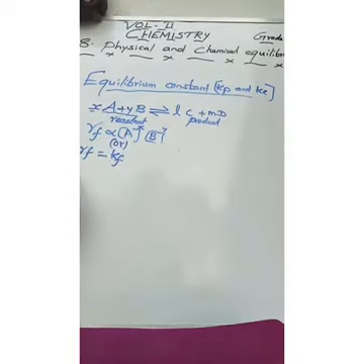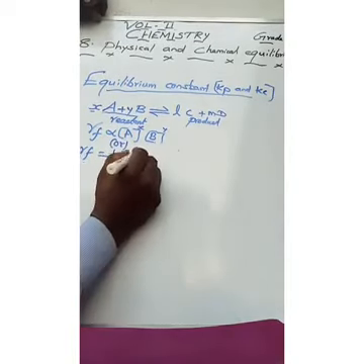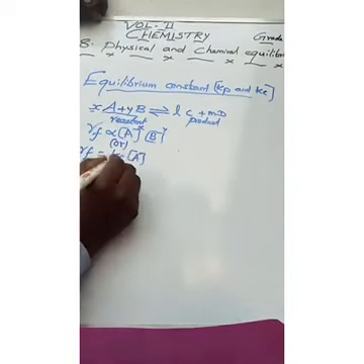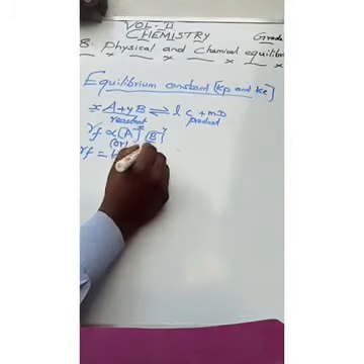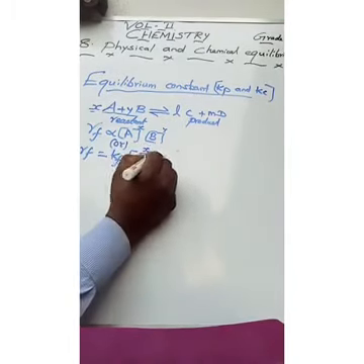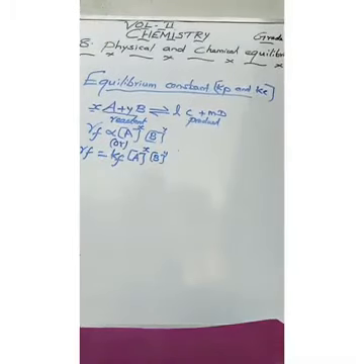So RF is equal to KF, active mass of A power x, active mass of B power y. Here, what is KF? KF is called the proportionality constant. This is for the forward reaction. Let us try to learn this equation.